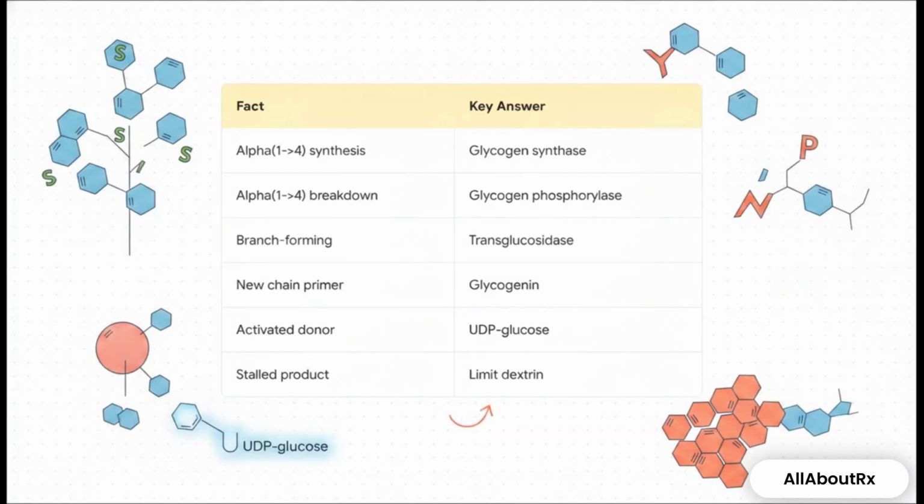Take a mental picture of this rapid recall checklist because it perfectly contrasts the specific enzymes and key molecules for building and breaking glycogen. Glycogen synthase pairs with alpha-1,4 synthase, while glycogen phosphorylase handles the alpha-1,4 breakdown. Do not forget the primer glycogenin, the activated UDP-glucose donor, and of course, the limit dextrin stall product. Lock these in and you'll instantly spot the right answers on test day.